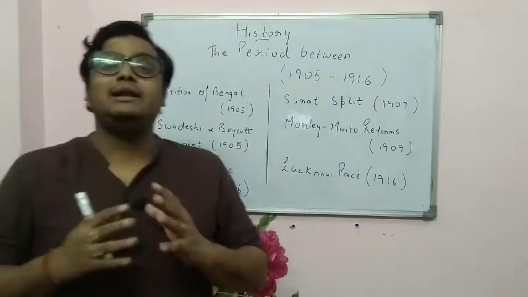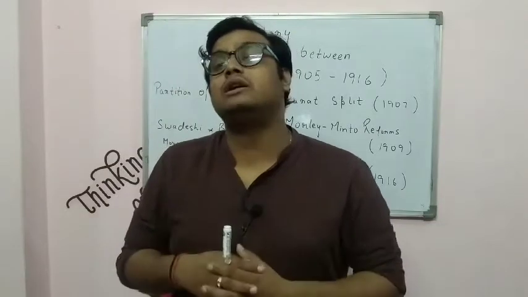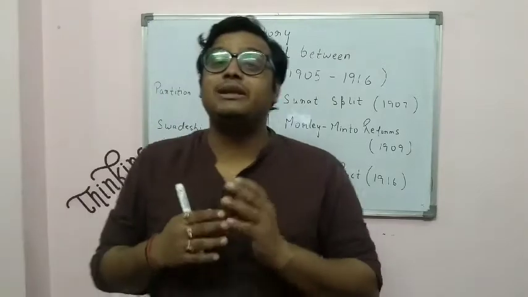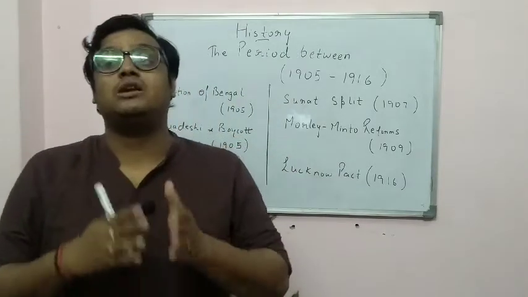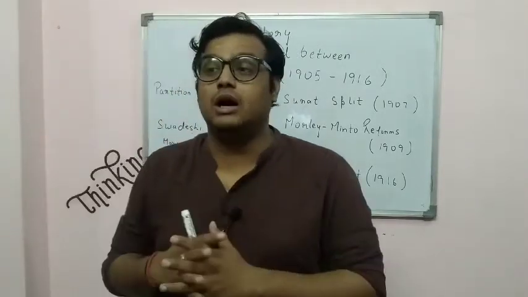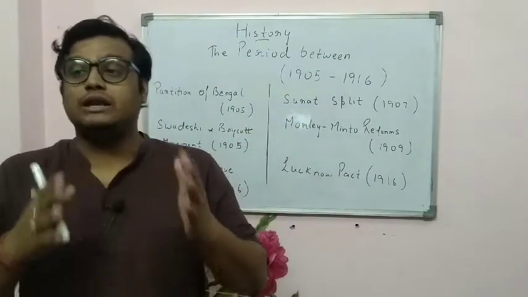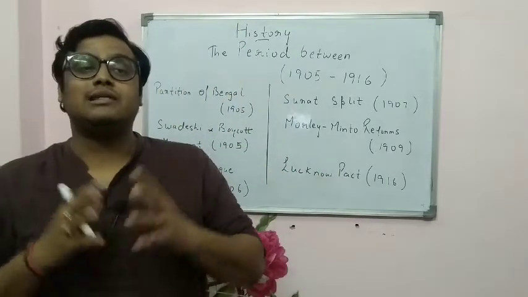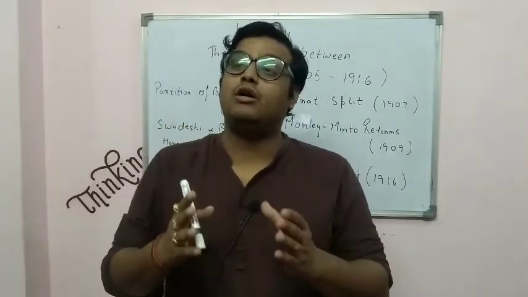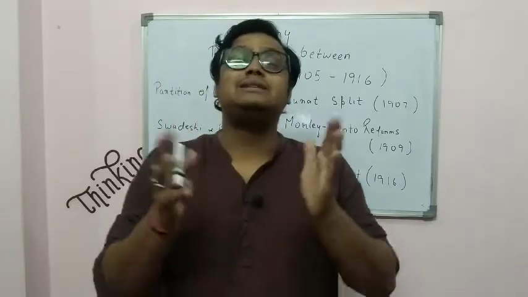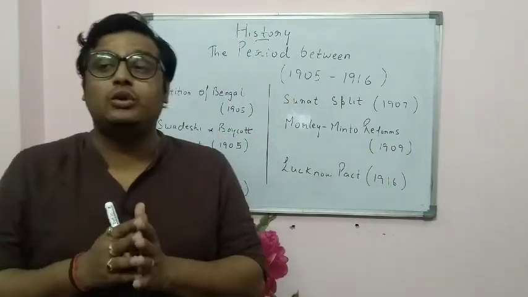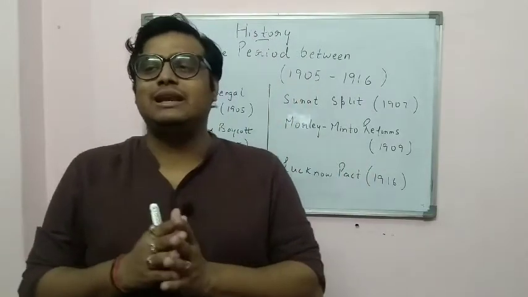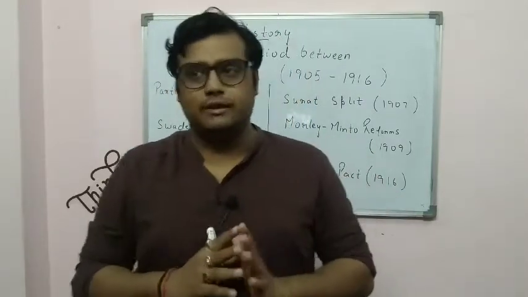Now what happened in 1916, a session of Congress was being organized in Lucknow under the chairmanship of Ambika Charan Majumdar or AC Majumdar. In this session of Congress, Lucknow Pact is a very important pact, because in this pact, moderates and extremists finally joined hands together and Congress became one, irrespective of moderates and extremists. Now a single Congress was there.